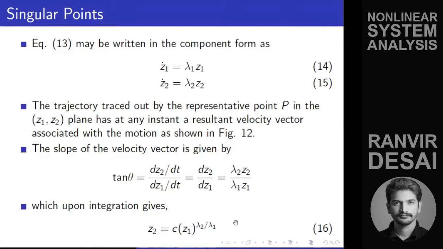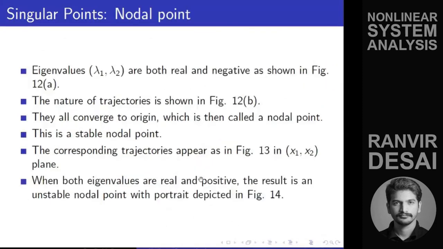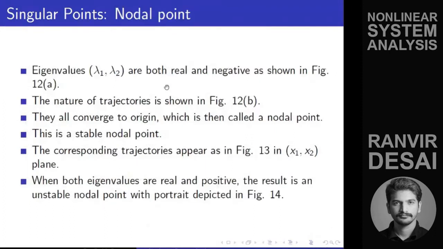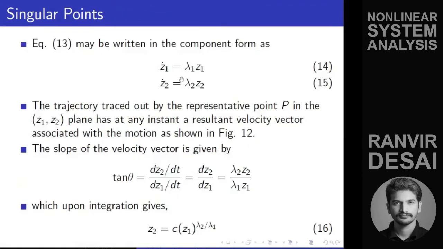This is the treatment that is done to get the graph. Don't worry about that too much. So the eigenvalues lambda 1, lambda 2 are both real and negative. There are some cases. Just consider that we have a system z1 dot is equal to lambda 1 z1, z2 dot is equal to lambda 2 z2. Now depending on lambda 1 and lambda 2, we are going to draw some graphs in the z1 z2 plane.